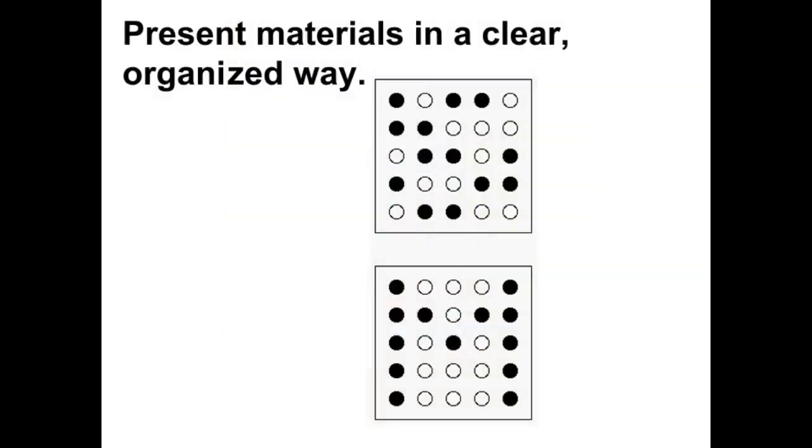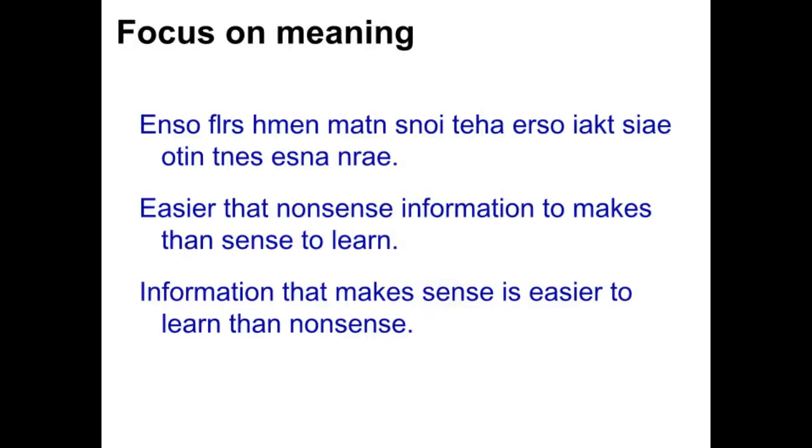Present information in an organized manner. Show a logical sequence to concepts and skills. Both of these boxes have 25 dots, but it would be easier to remember the bottom box because it looks like the letter M. Communicate the belief that students can and should make sense of things they study.